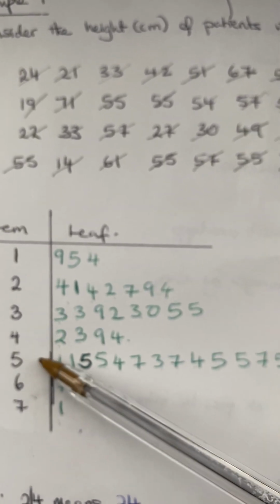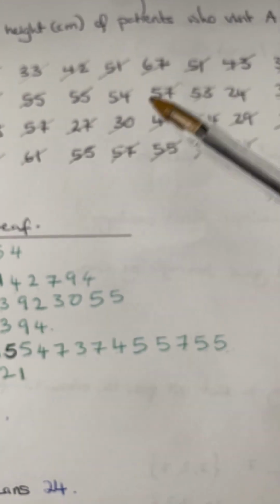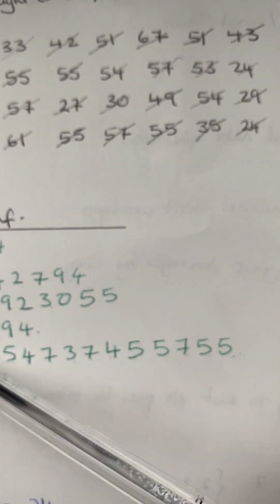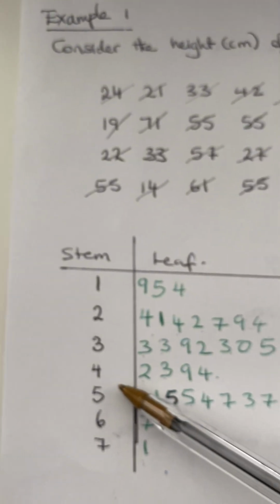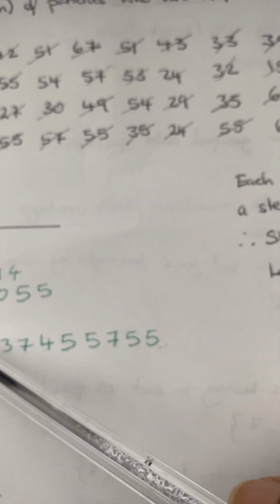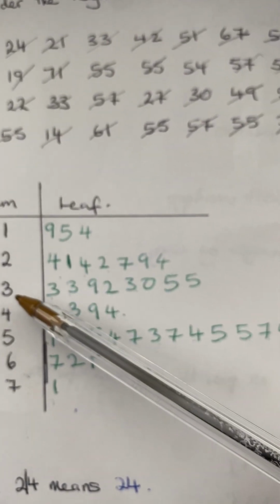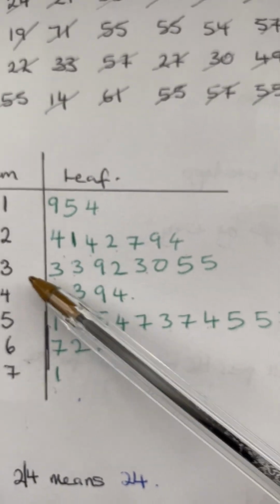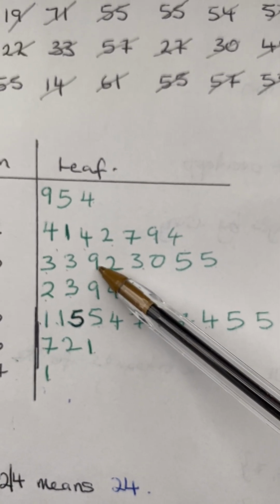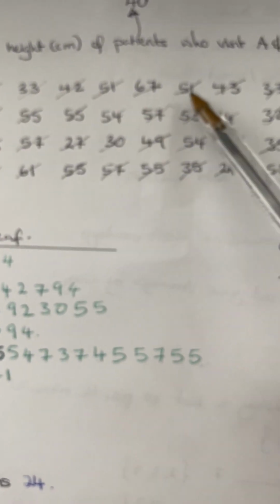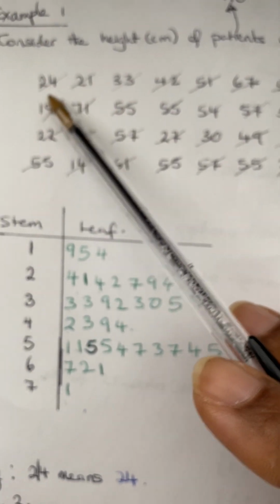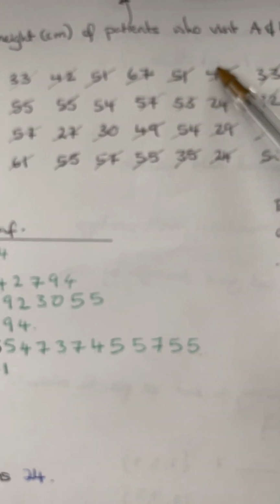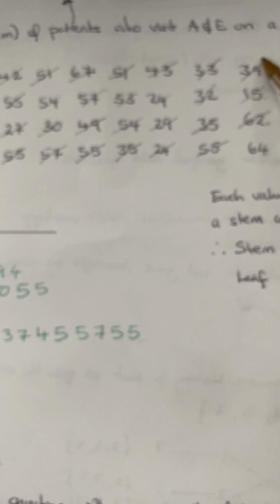51 is 5 and the second one. 45 is 4, 5. 43 is 4, 3. 33 is 3, 3. 39 is 3, 9. So that is my first row. As I went along, I used a pencil to cross it out. Okay, so that is the first row.